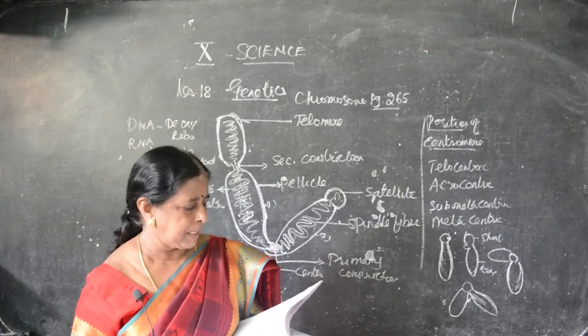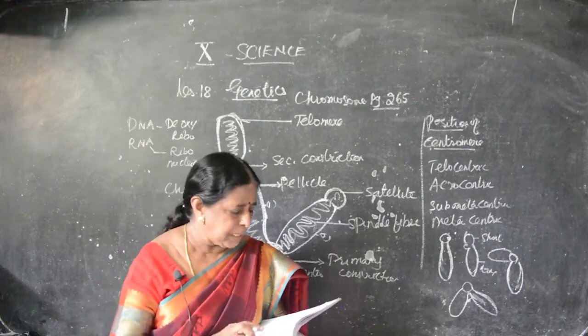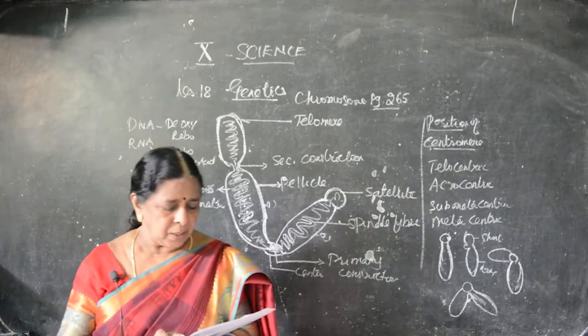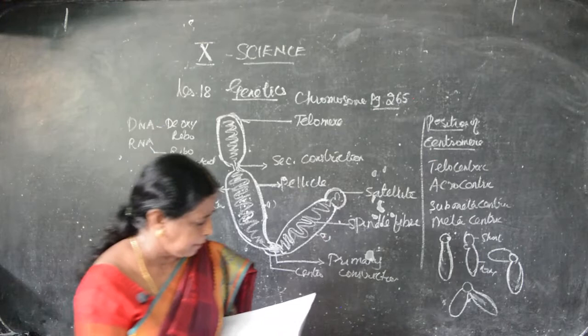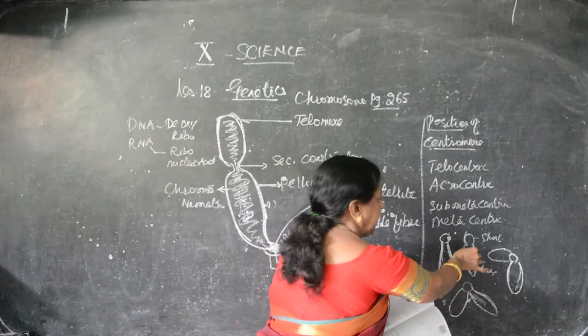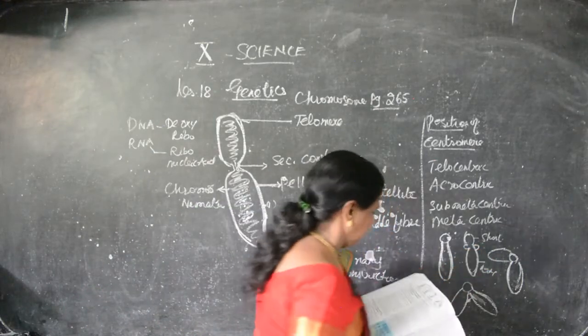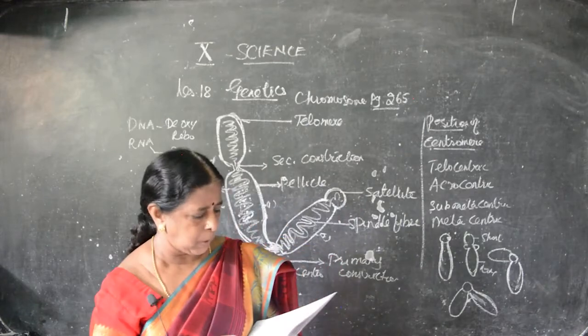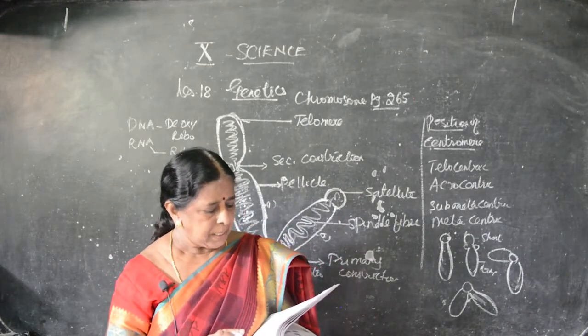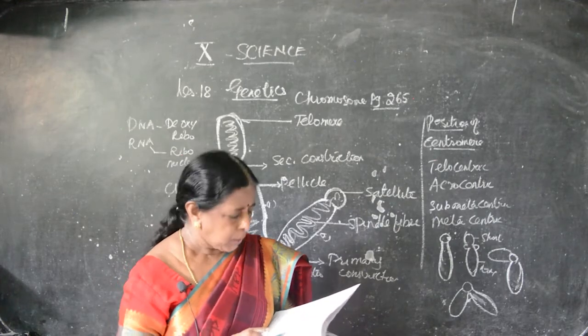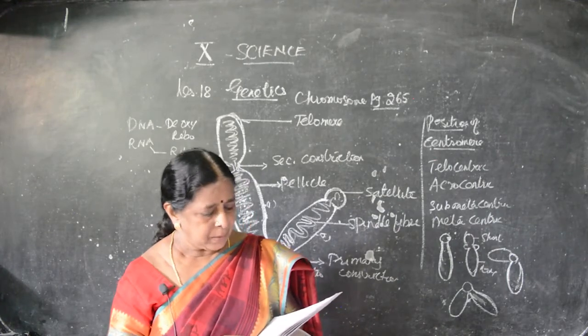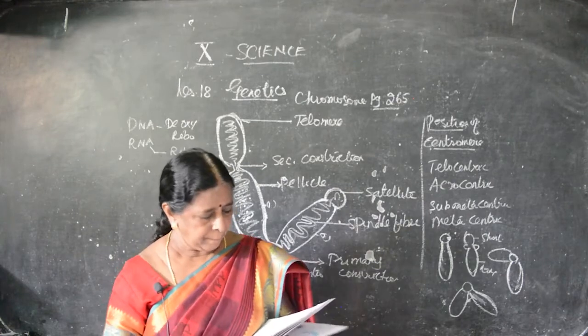and metacentric. Telocentric, the centromere is found at the proximal end. They are rod-shaped chromosomes. Acrocentric, the centromere is found at one of the ends, and the other two arms are there. One arm is small, the other one is long. Submetacentric, the centromere is found near the center of the chromosome, thus forming two unequal arms. They are L-shaped. Clear?